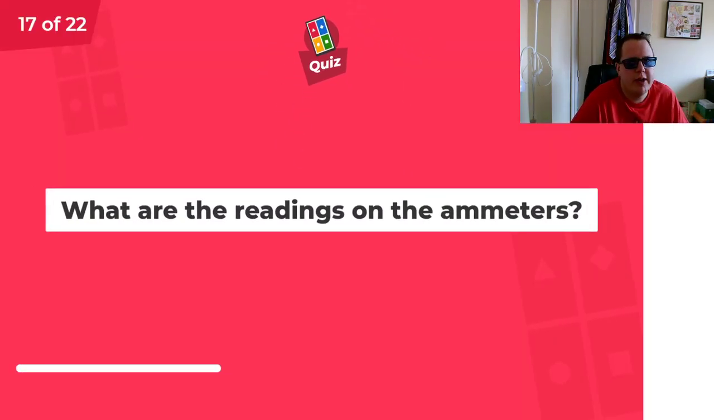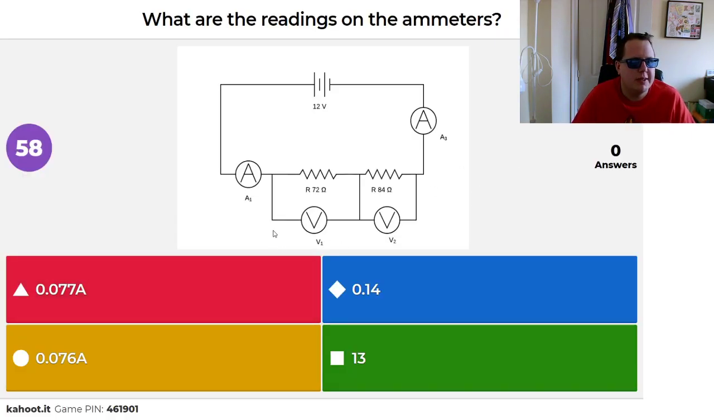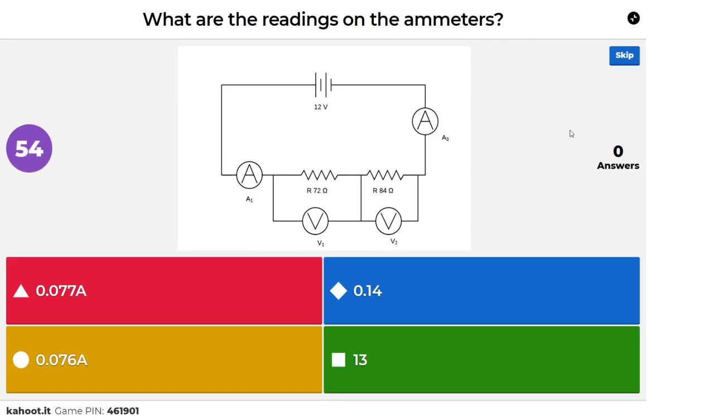Okay, so what are the readings on the ammeters? What are the readings on our 2 ammeters? So on this ammeter and this ammeter, what will the reading be?